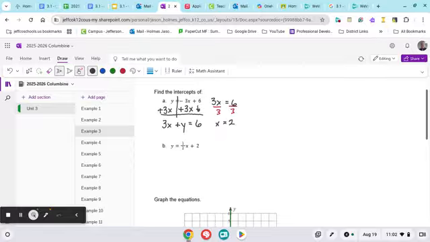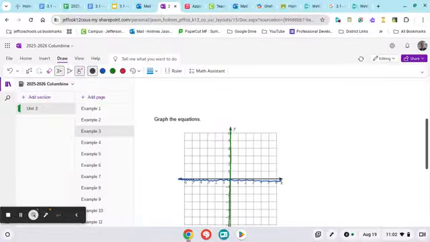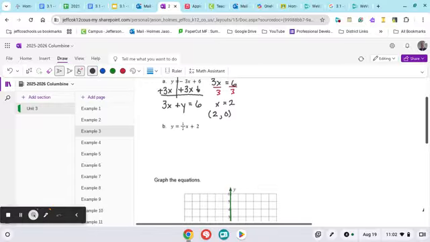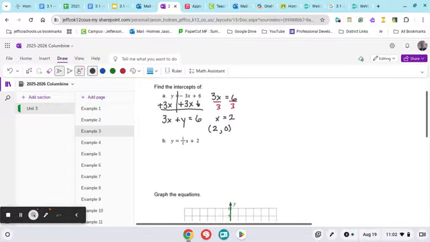And again, if you don't know how to do that, do it on your calculator. And so I know that I had x equals 2 and y equals 0. So I have a spot at 2, 0. So I'm going to go to 2, 0. I'm going to put a spot there. Then I'm going to let x equal 0. So I'm going to get rid of that 3.